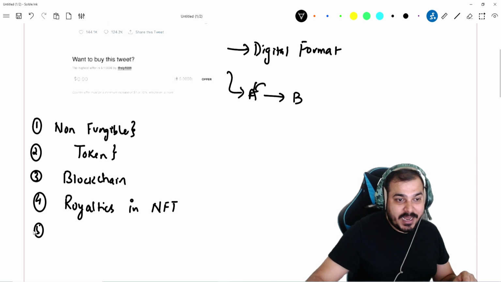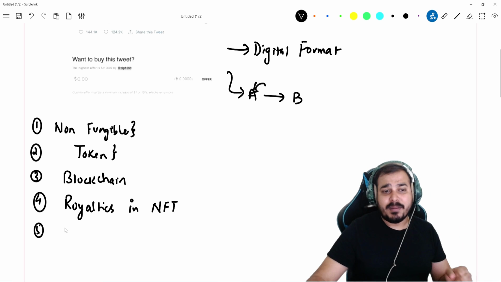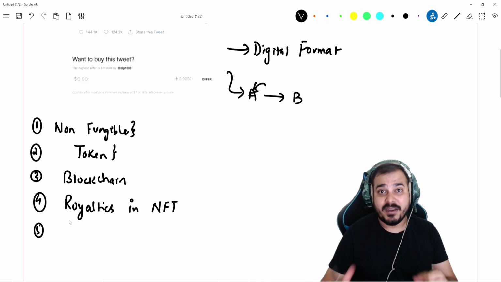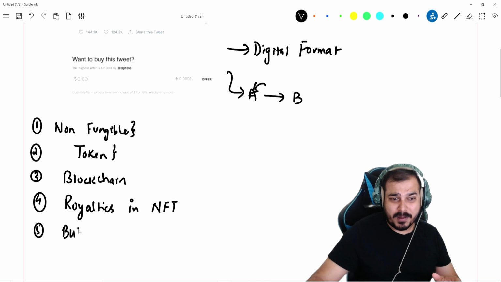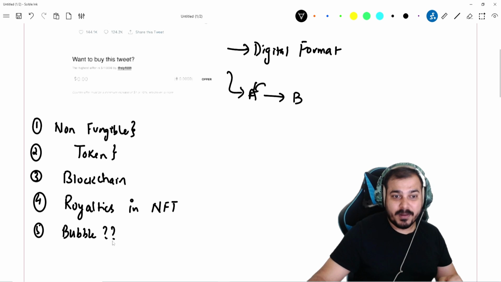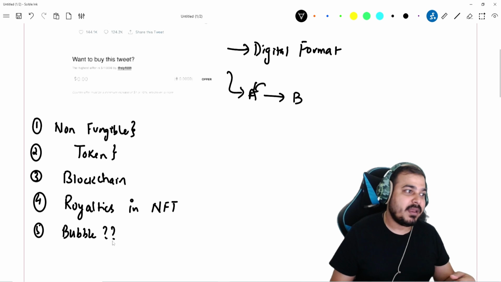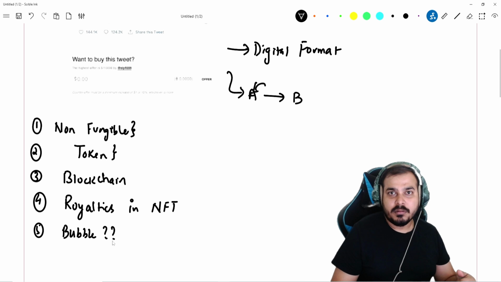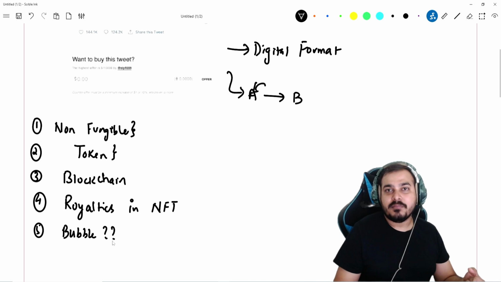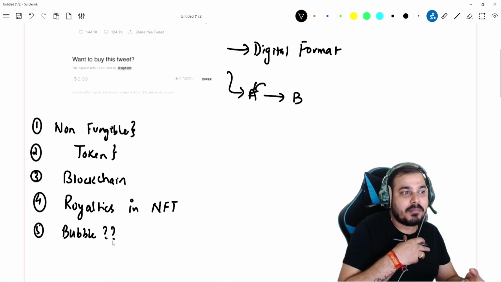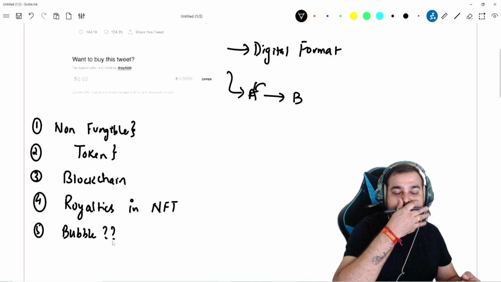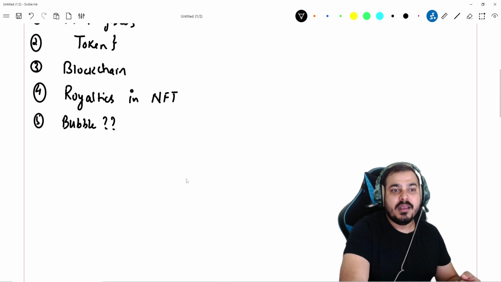In the fifth point, we will discuss the advantages and disadvantages of NFT. Is it a bubble? Because many people, when we talk about cryptocurrencies and NFT, say that it is a bubble. People are just buying things, and at one point of time it may become a bubble and may not get sold at that specific price. So we are going to discuss all of this.